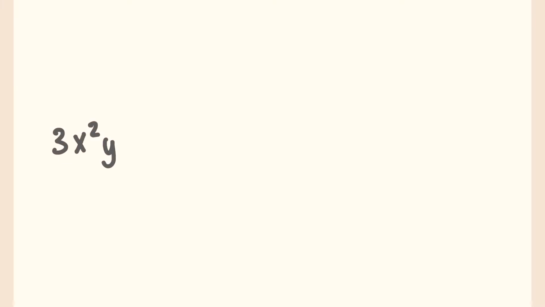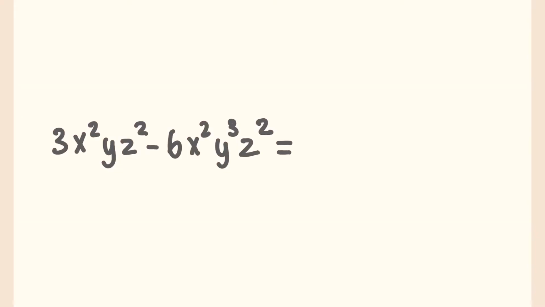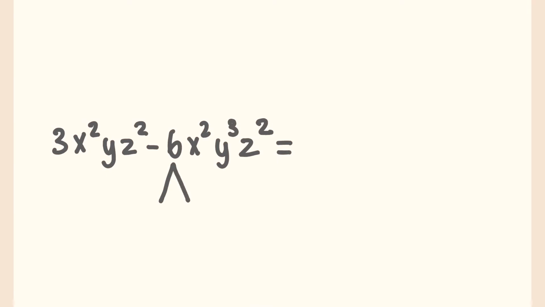Now let's look at our final example. We have 3x squared y z squared minus 6x squared y cubed z squared. Let's still follow the same 3 steps. First, we're going to find our common factor. Let's first look at the 3. So we have a 3 in this term and a 6 in the next term. Is 6 divisible by 3? Yes, it is. So now we can find that 3 is our common factor.